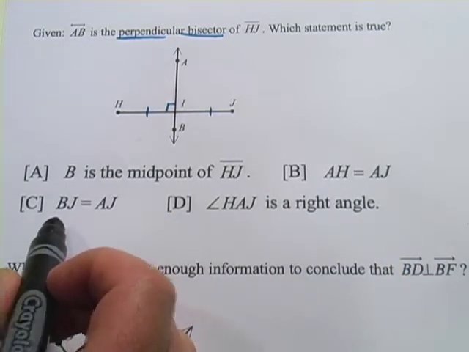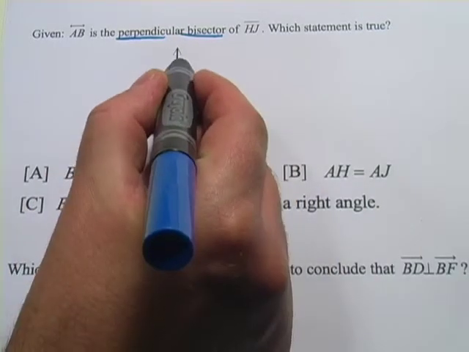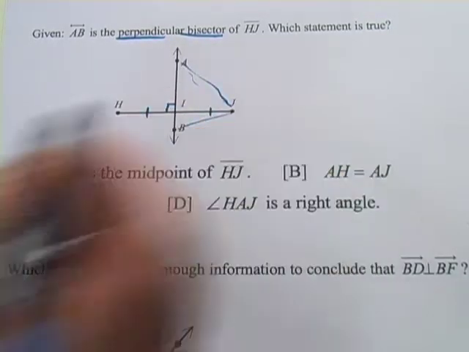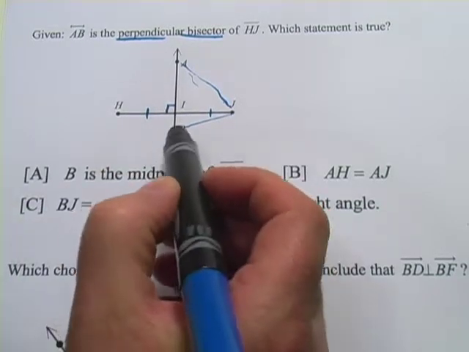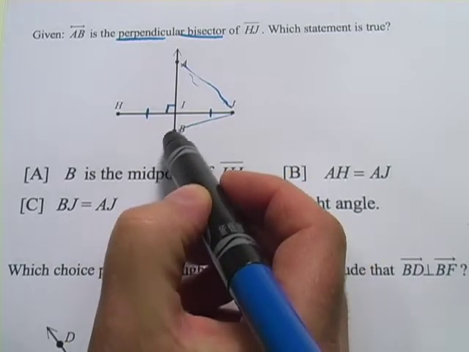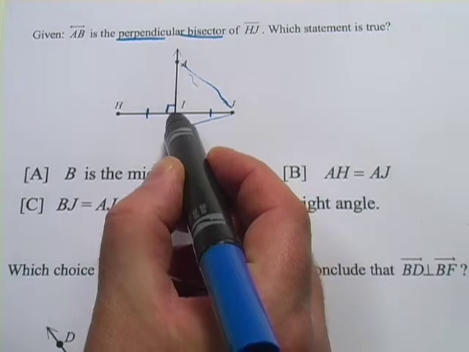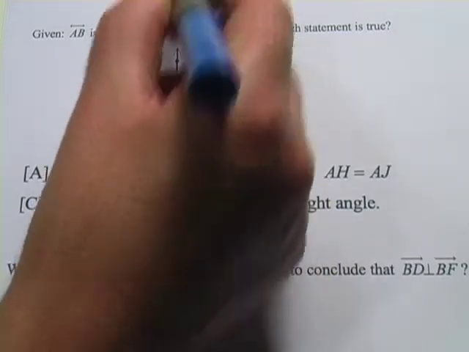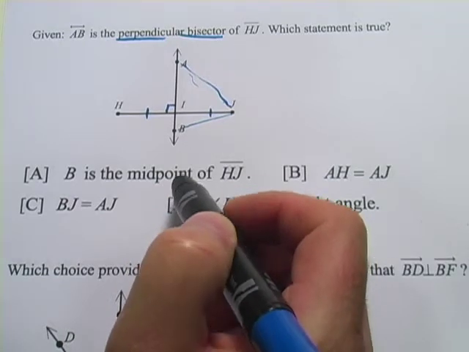C says BJ, so this line here, equals AJ, this line up here. And you can tell by the way this is drawn that that's probably not true. BJ looks quite a bit shorter than AJ. But you should also think that since this is not necessarily drawn to scale, this B could be really close up here, this A could be much further away. So the difference could be even more pronounced than it is.